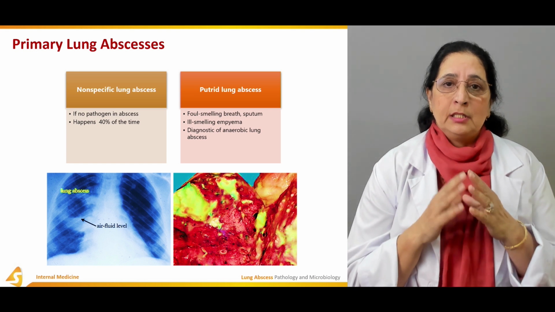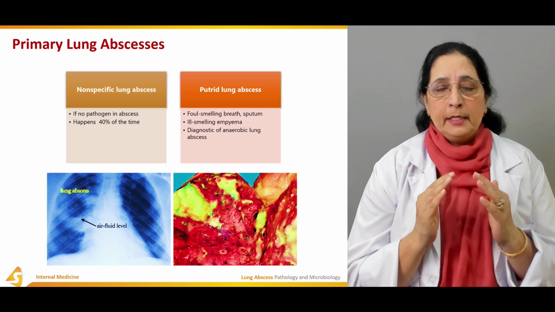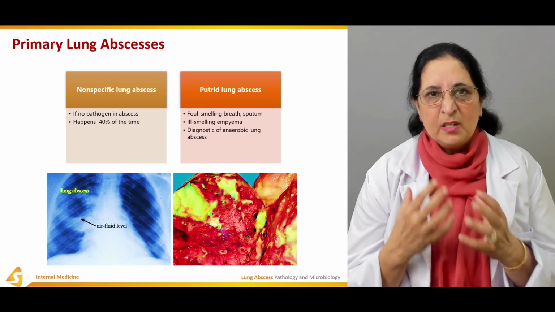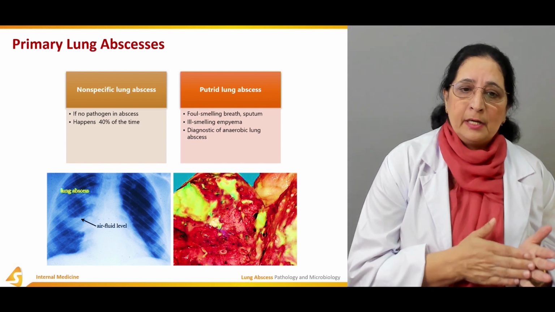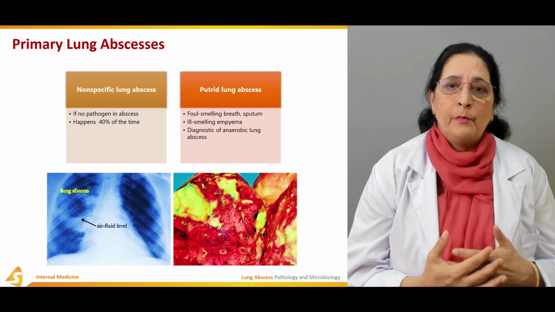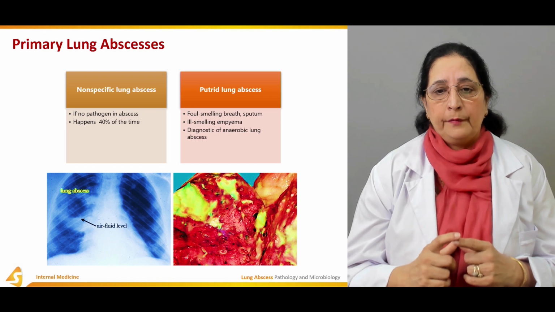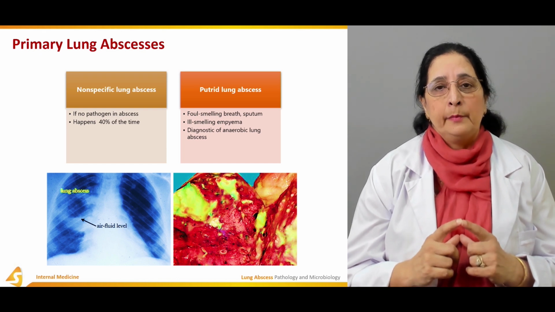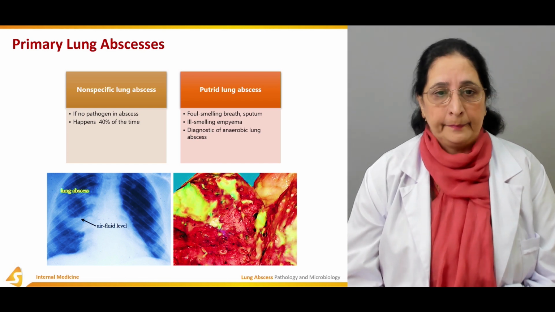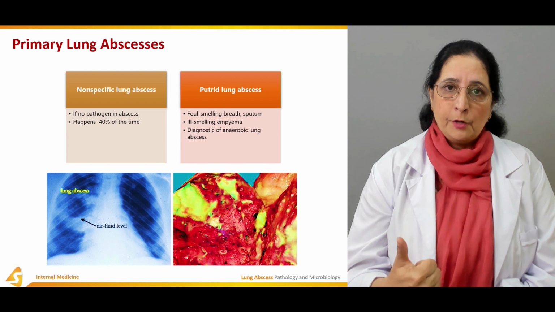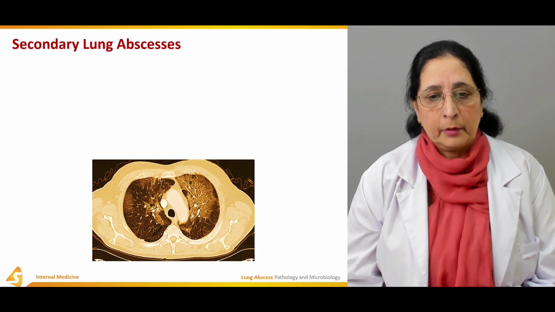So in conditions where the lung abscess is caused by anaerobes, foul-smelling sputum and foul-smelling breath are present, as compared to non-specific, in which we have no microorganism. But this putrid type of lung abscess is mainly associated with anaerobic microorganisms. So, very important: primary can be non-specific and putrid type, which is due to anaerobes.